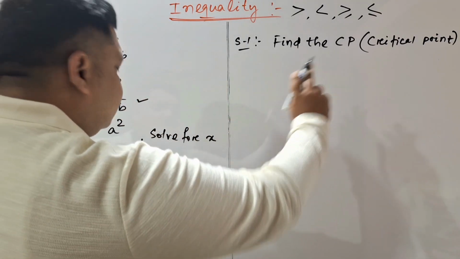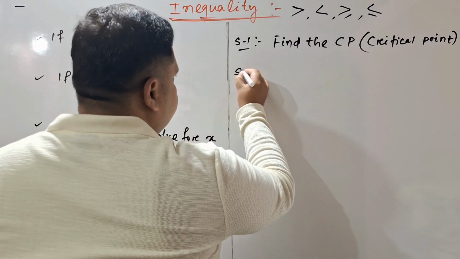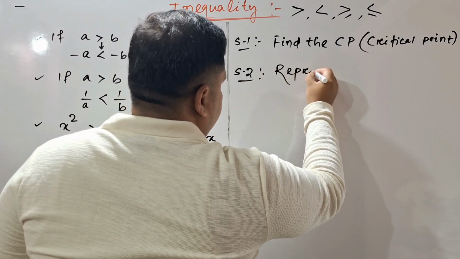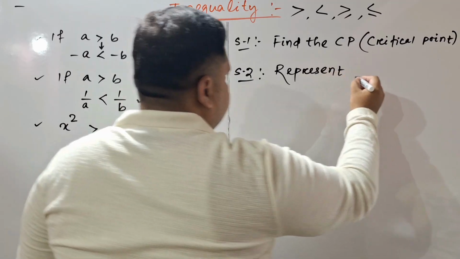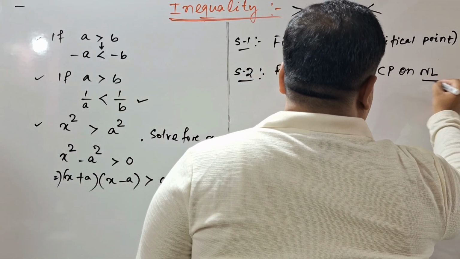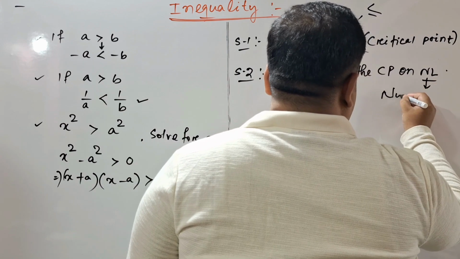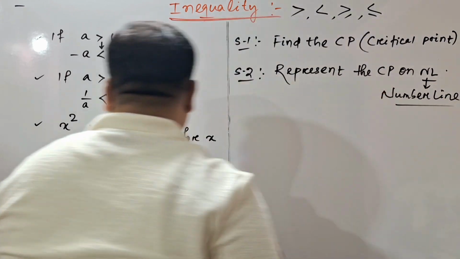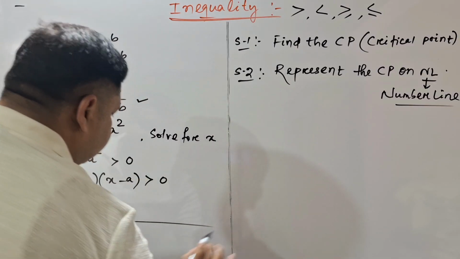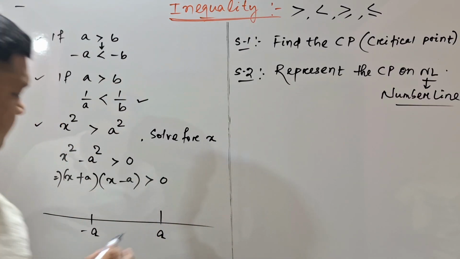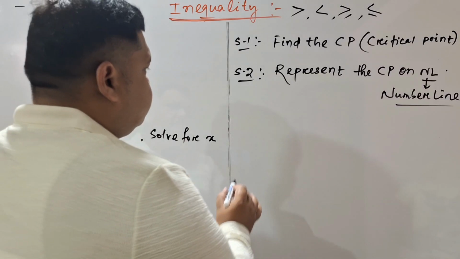So first we find the critical point. Step number 2, represent the critical points on the number line. This is the number line, and here I will represent minus a and a. Clear?